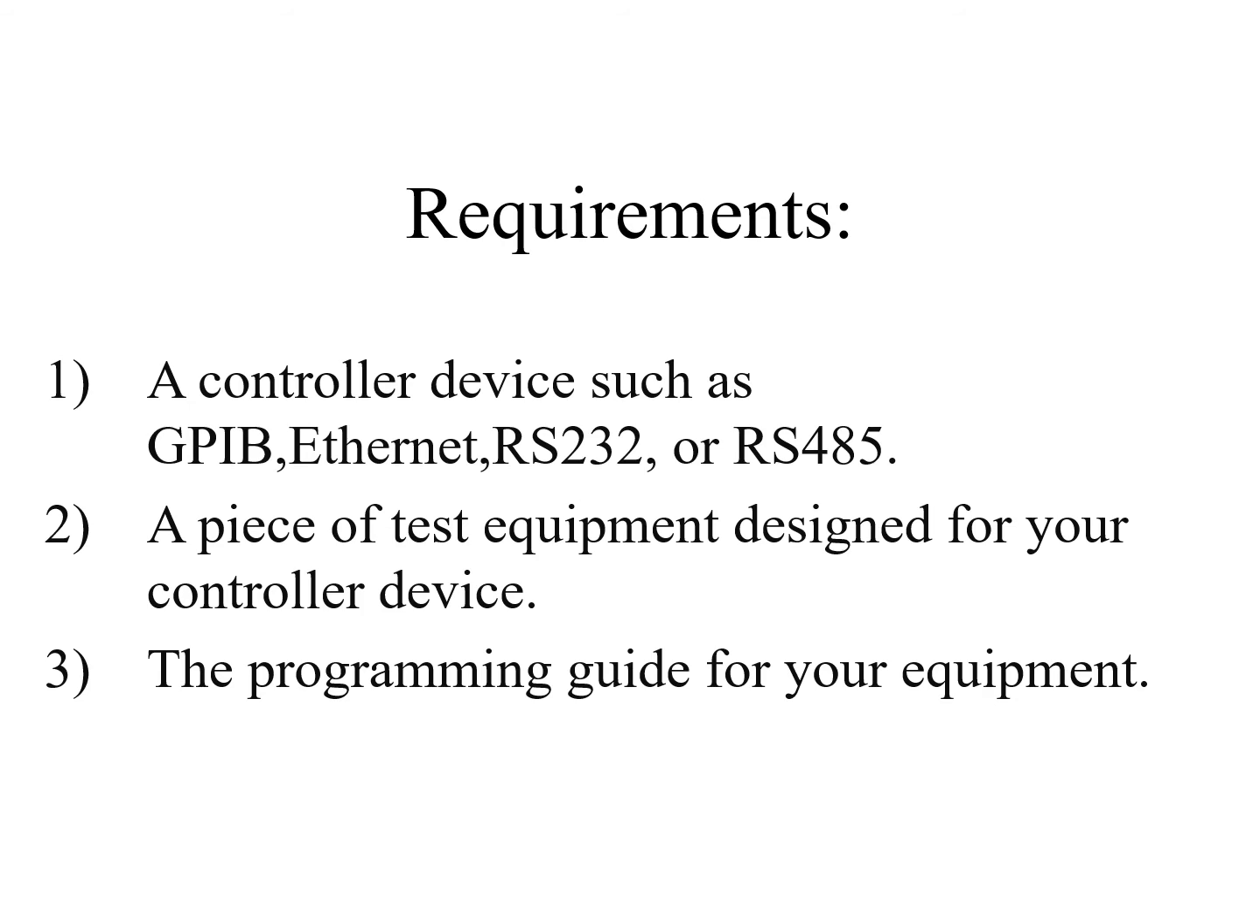You will also need a piece of equipment. It can be GPIB, Ethernet, RS-232, or RS-485. You need controller hardware for that, and a piece of test equipment designed for your controller device. In the following tutorial, I'm going to discuss GPIB, actually USB to GPIB, because it's the easiest to use. And I'm also going to use Agilent equipment because Agilent equipment has some of the best documentation that I've ever seen for data acquisition.